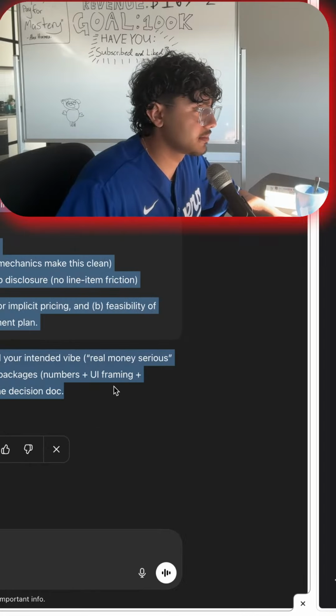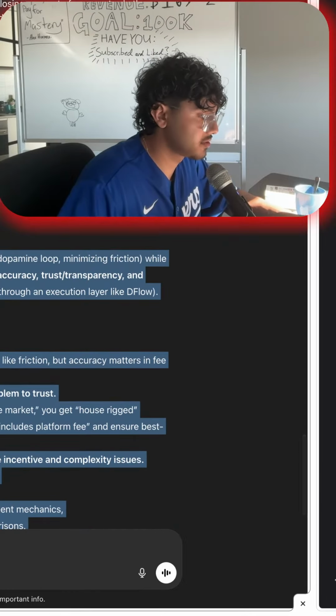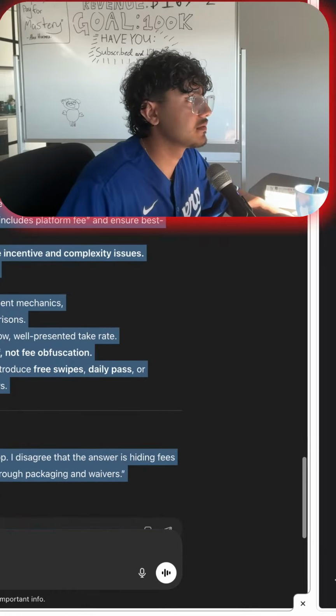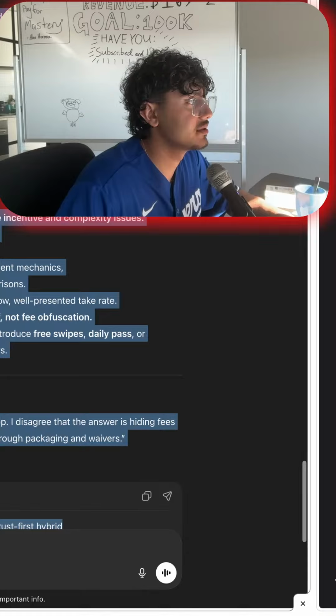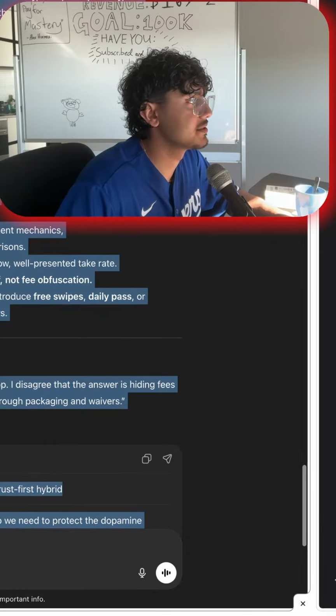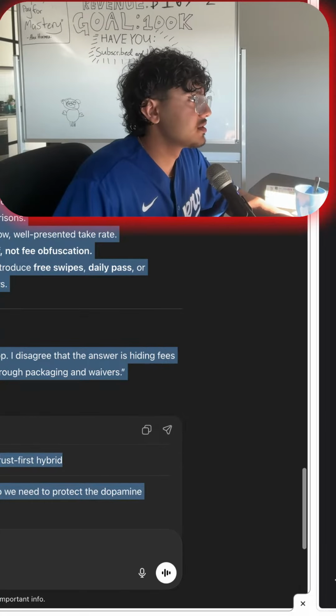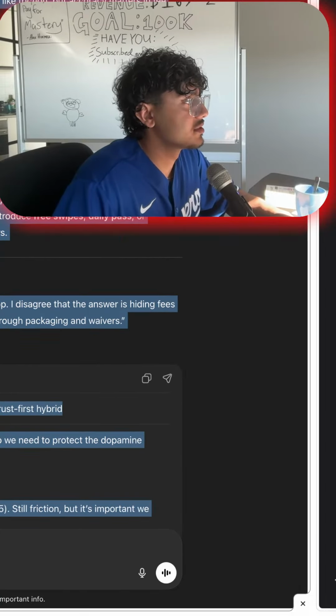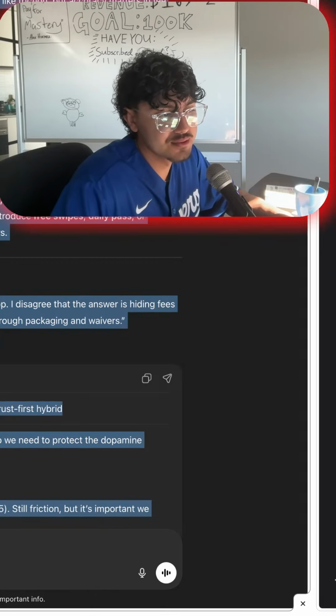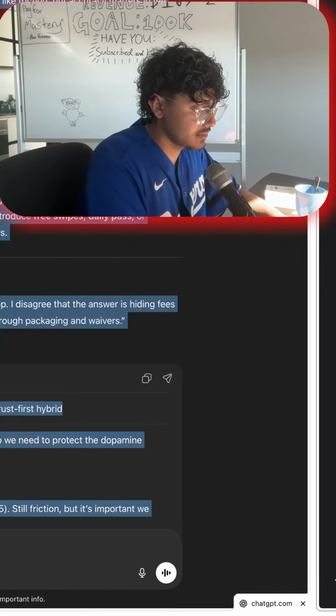All right, let's see what it said. You can agree with the product psychology of their critique while pushing back on a few points that matter operationally: math accuracy, trust, transparency, and implementation constraints. Key points to hold your ground on. Example is off. Trade is not. Oh, okay.